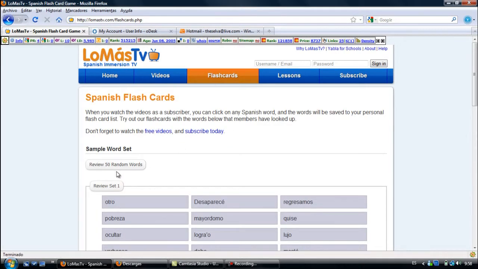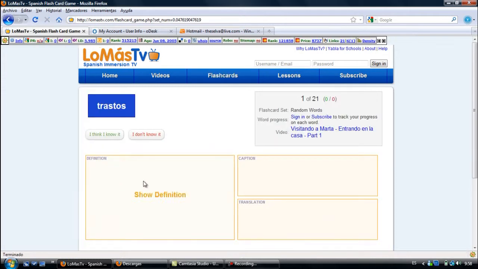One more thing we looked at. The flashcards go with the video. So that's what's super cool. So here we have this video. It goes with visitando a Marta, entrando en la casa. So once you watch the video, you can do this before or after. It doesn't really matter. When you do one video, you can do the flashcards that go along with it. Alright, let's go to the next lessons.